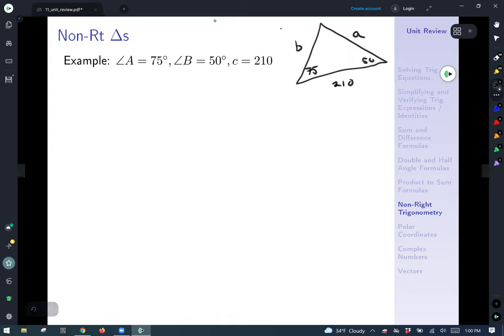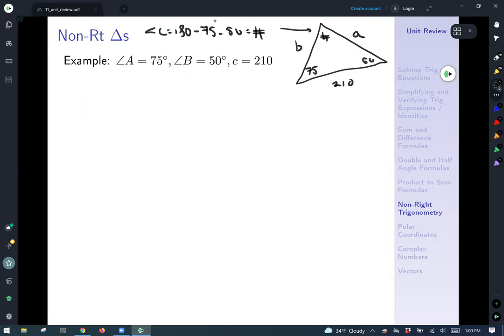And how would we fill in angle C? Well, once again, angle C is 180 minus 75 minus 50 to be some number. This is the dodgiest review ever.